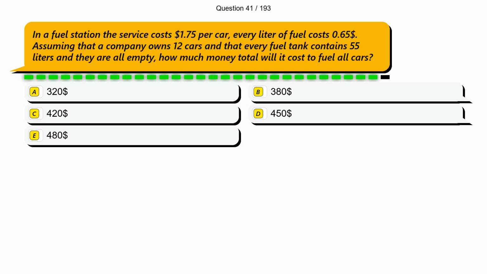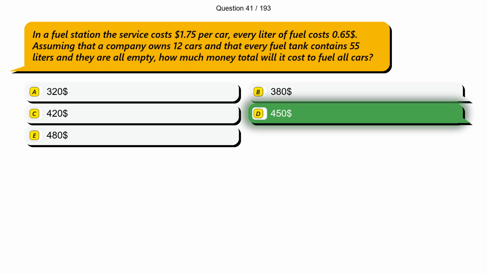Question 41. In a fuel station the service costs $1.75 per car, every liter of fuel costs 65 cents. Assuming that a company owns 12 cars and that every fuel tank contains 55 liters and they are all empty, how much money total will it cost to fuel all cars? Option A, $320. Option B, $380. Option C, $420. Option D, $450. Option E, $480.